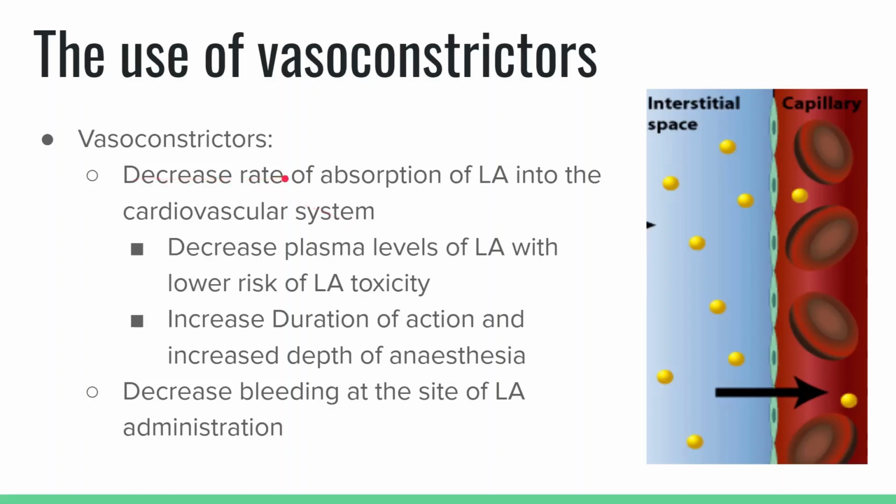This will achieve two major benefits. It will decrease the plasma levels of the local anesthetic, which means that there's going to be a lower risk of local anesthetic toxicity. And this makes sense. When you vasoconstrict the blood vessels in the area, you are reducing the blood flow, you are reducing the peak plasma concentration of this local anesthetic, and therefore leading to lower levels of toxicity or lower risk of toxicity.